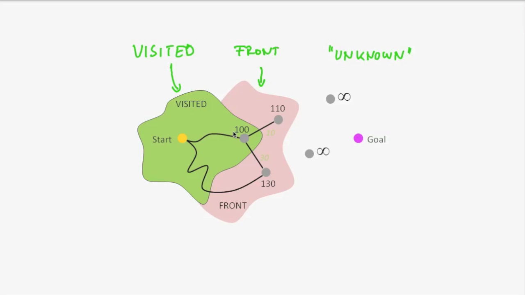Now, keeping the nodes in two separate sets, visited and front, makes a lot of sense because the search for a node with minimum cost only happens in the search front set. So we neither have to look at the nodes that are in visited already, nor do we have to look at the nodes which are unknown.